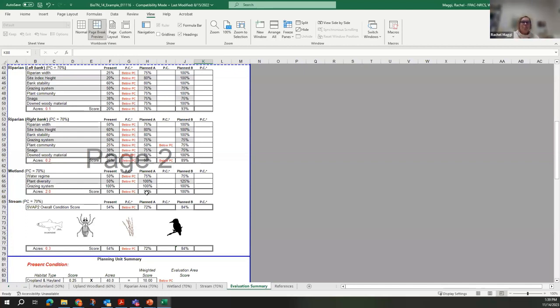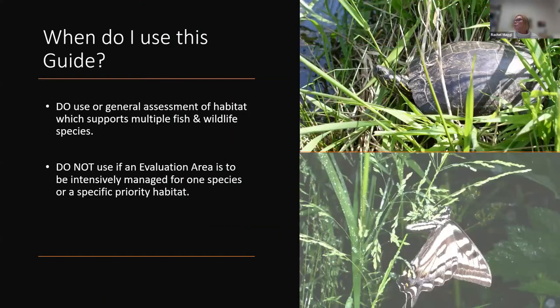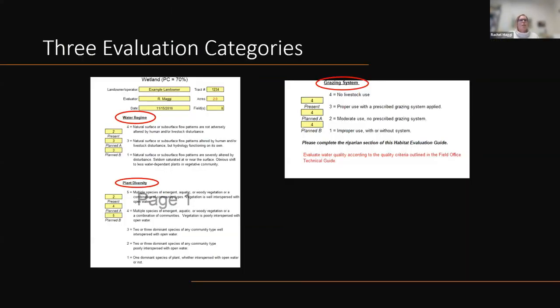I don't think it needs to be that complex if you're just using TechNote 14 to assess wetlands alone. I think that you can add the scoring into your own worksheet, and that would be perfectly acceptable. All right, so we'll get rid of that. So that's really the anatomy of this tool. That's what it looks like and how to operate through it.